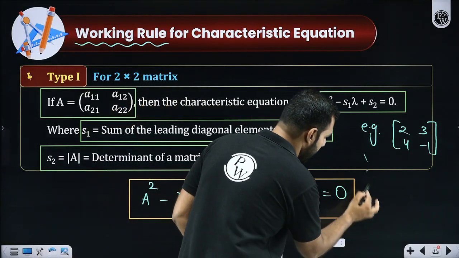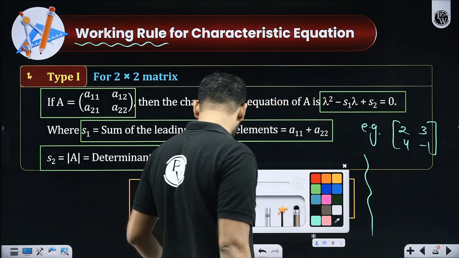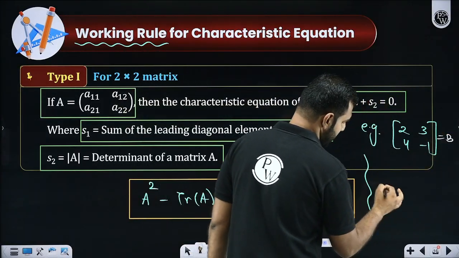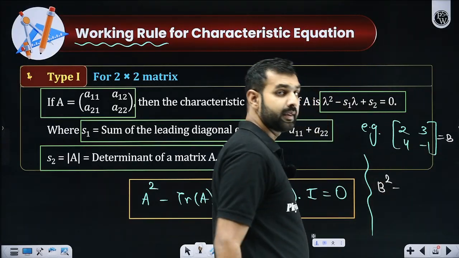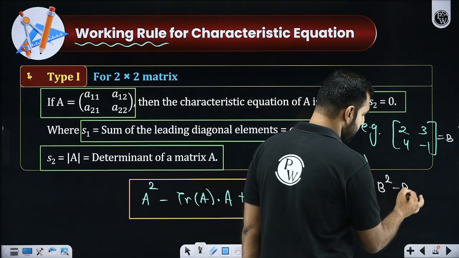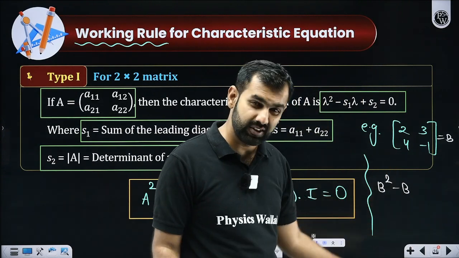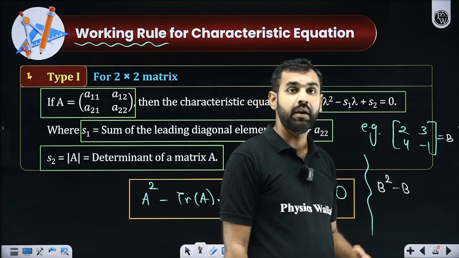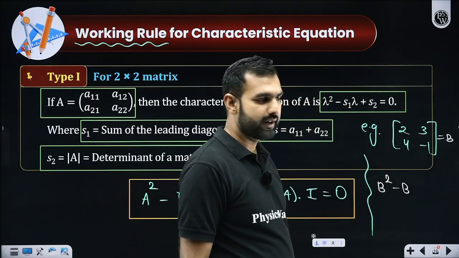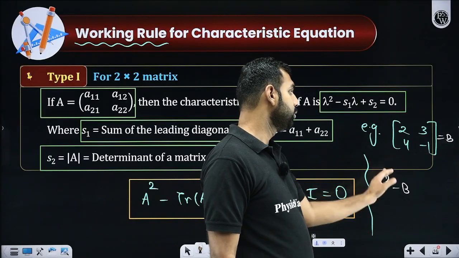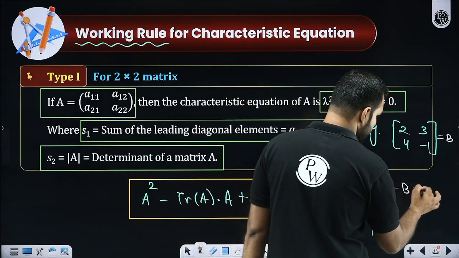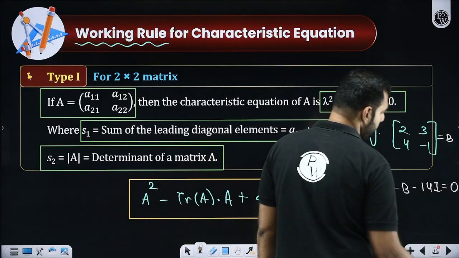I hope everybody must have worked it out now. Let's say this is a matrix B, so its characteristic equation will be given by B square minus trace of B times B. Trace of B means 2 minus 1, that is 1. So 1 into B, that is B, plus, sign scheme: plus minus plus. Please remember that. Determinant of B is minus 2 minus 12, that is minus 14. So this should be minus 14 identity matrix is equal to the null matrix.